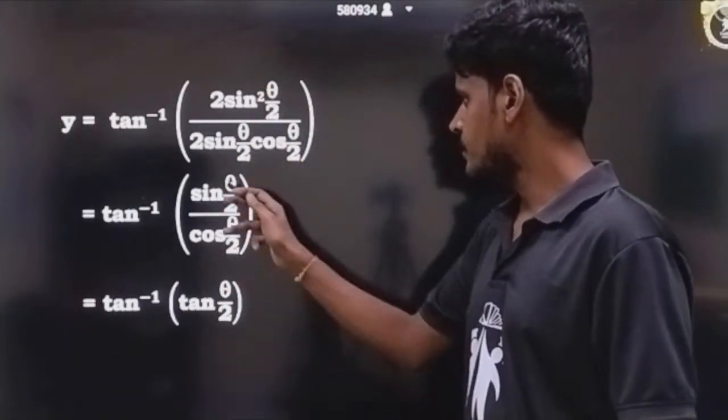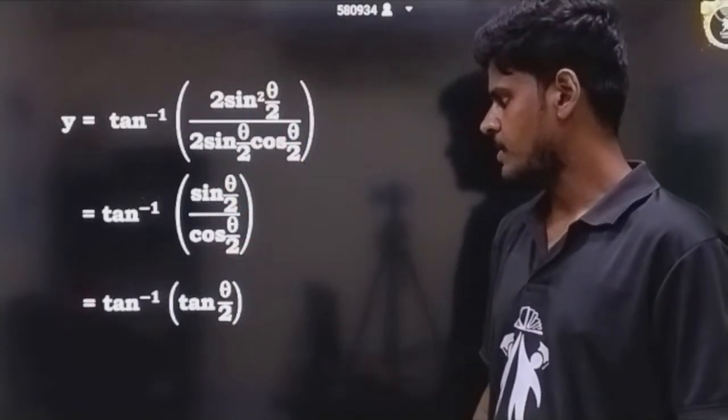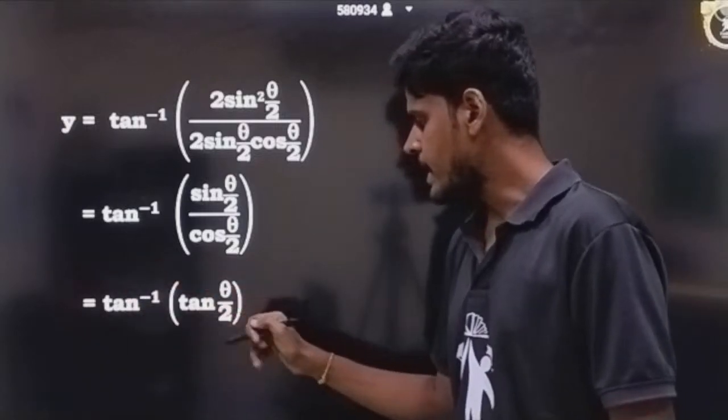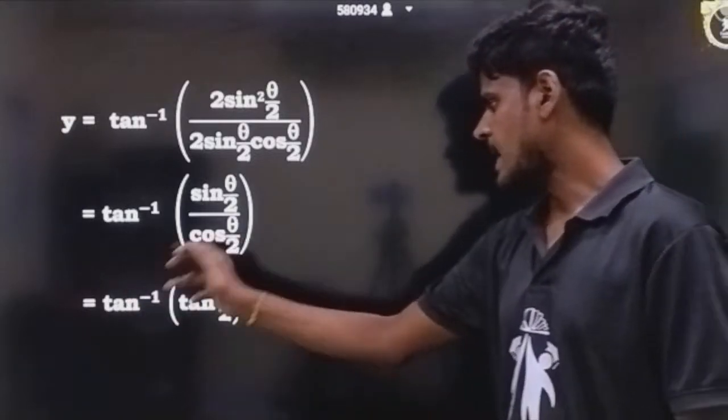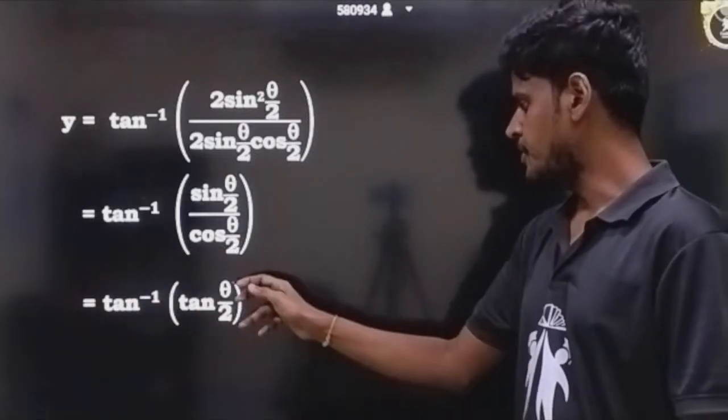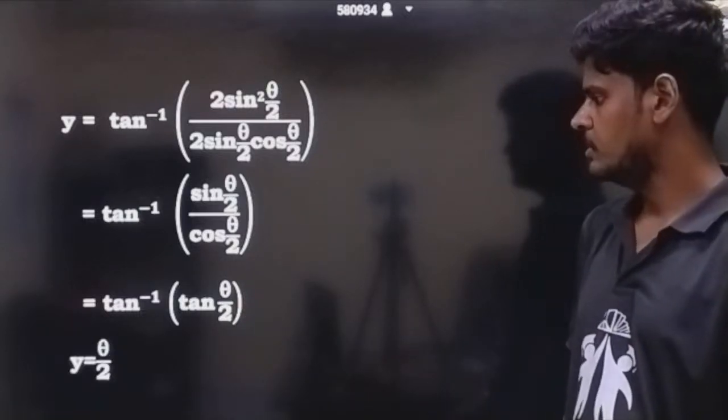So these two will get cancelled. We will have sin theta by 2 by cos theta by 2, which is tan inverse of tan theta by 2. Again, tan inverse tan theta is theta. So the final answer is theta by 2.